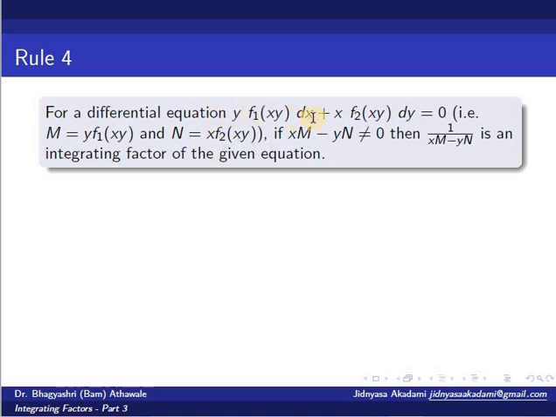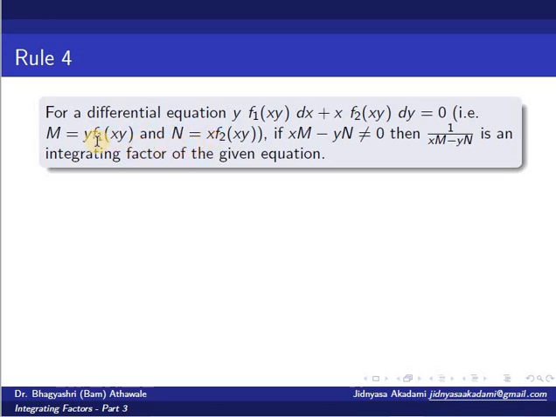If the differential equation is of this type, that is, my m is y into some function of xy and n is x into some function of xy, then if xm minus yn is not equal to 0, the reciprocal of xm minus yn, that is 1 upon xm minus yn, is an integrating factor of the given equation. Let me elaborate this m and n further.